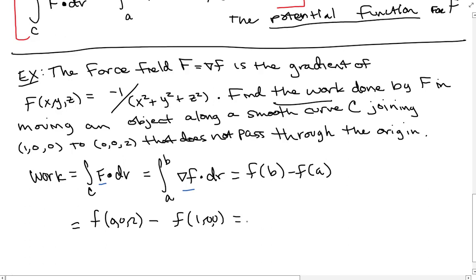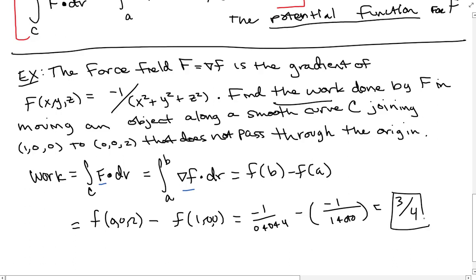Okay, and so just plug those right on in. We'll just do it really quick. -1 over (0 plus 0 plus 4) minus -1 over (1 plus 0 plus 0). Simplify that and you're going to get 3/4. Yay, and that's it. Okay, so that is our final answer.